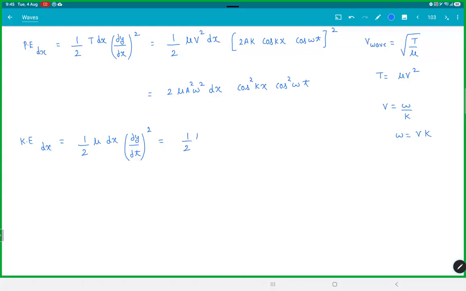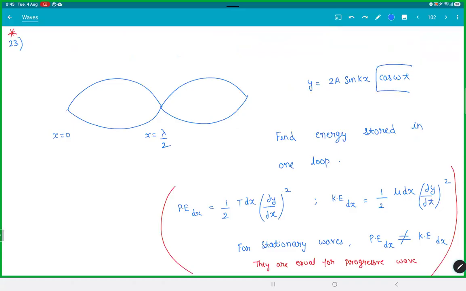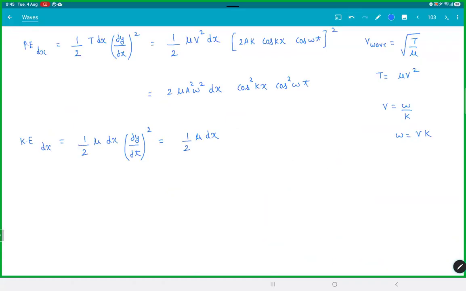This would be half mu dx. When you differentiate with time, now you're doing partial differentiation with time, so cos omega t will differentiate. You end up with 2a sine kx. There's also an omega. This cos omega t becomes sine omega t. Now, if you notice this, they kind of look the same, but this is sine square kx, sine square omega t. They're not equal. Did you see? This is what I said.